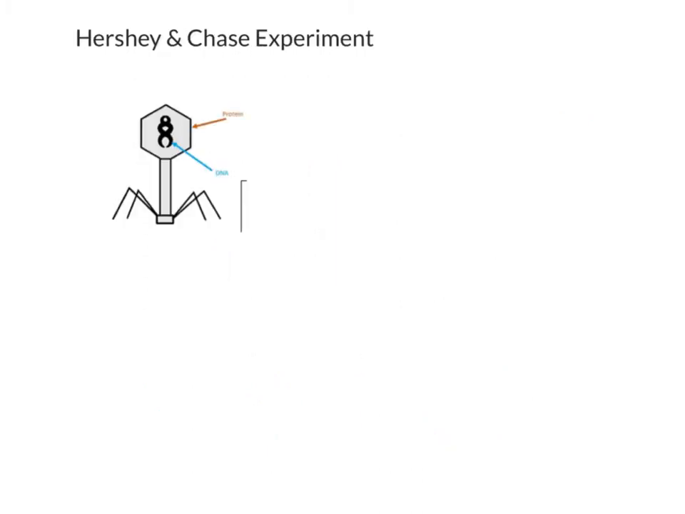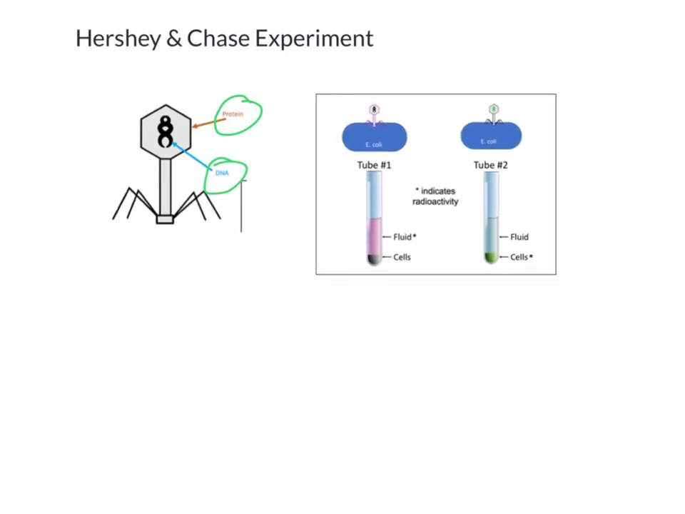So then comes the Hershey and Chase experiment. In this experiment, they used a bacteriophage. A bacteriophage is made up of protein and DNA. And so they wanted to know what was getting inside the cell. And so here was their experimental setup.